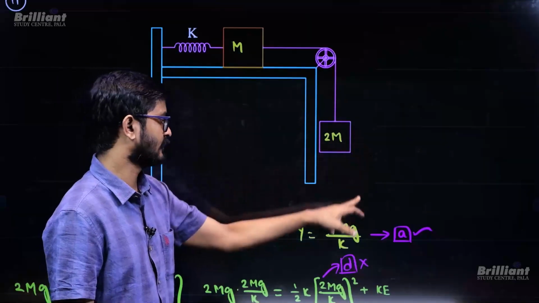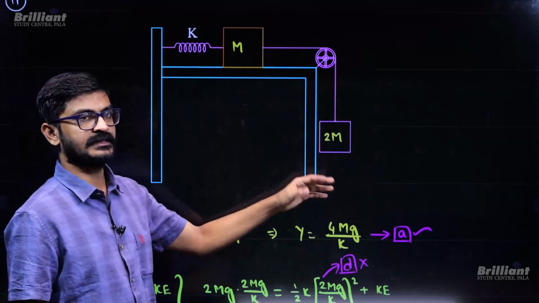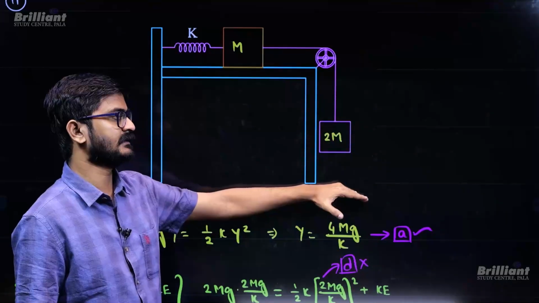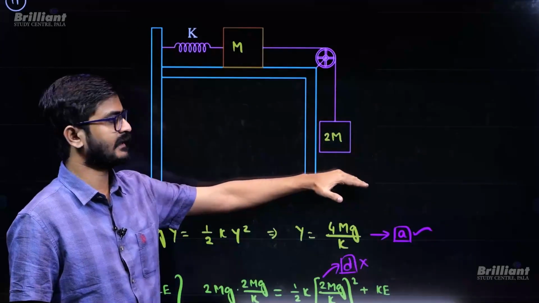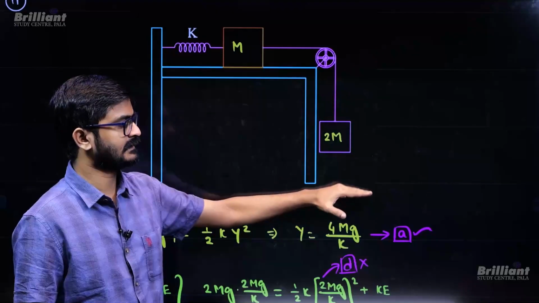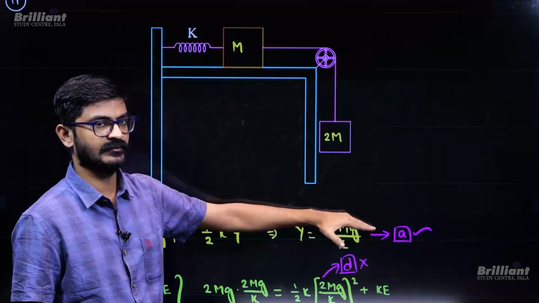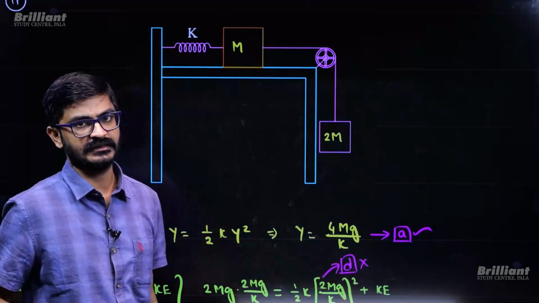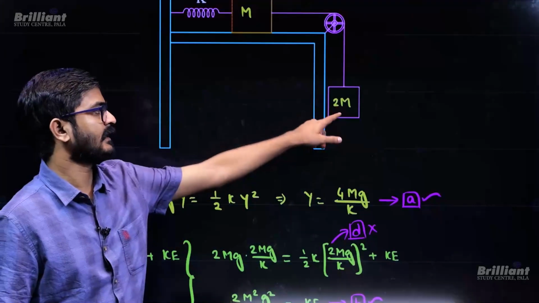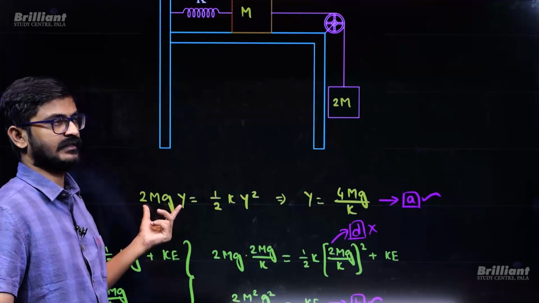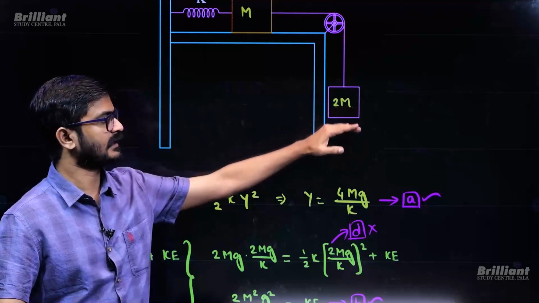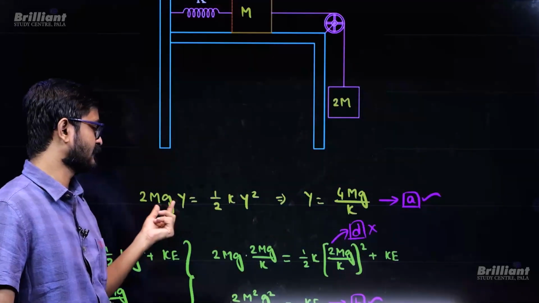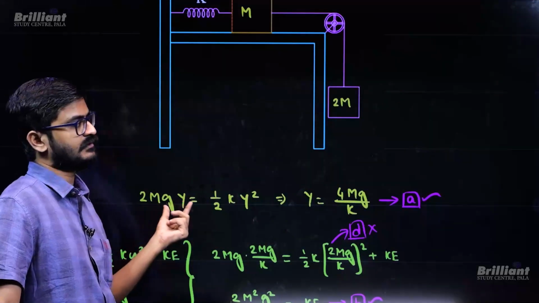So if it moves by a distance y, see, maximum extension in the sense its kinetic energy is going to be 0. It is going to accelerate, gain some kinetic energy. After that it will start decelerating and it will become 0. So that's the maximum extension. Let me call that maximum extension as capital Y. Then drop in gravitational potential energy is 2mgY. This mass is 2m, so drop in gravitational potential energy is mgh, 2m into g into Y.